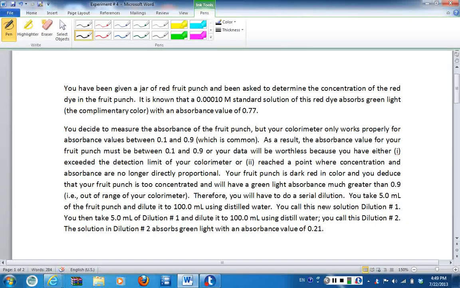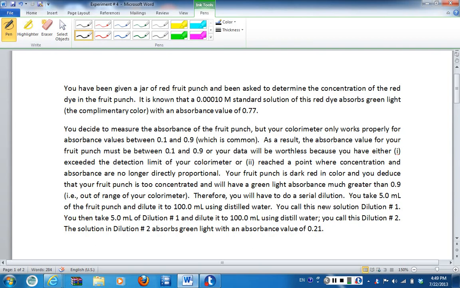And with this pre-lab question, what you're going to see is that it is basically going to be the same process of determining what your unknown concentration is. However, for this particular question, it's looking at red fruit punch as opposed to iron in a vitamin, but the process is still pretty much the same. So, for this question, we have a jar of red fruit punch, and we're asked to determine the concentration of red dye in the fruit punch. Very similar to what you'll be doing with the vitamin. You will be asked to determine the concentration of iron in the vitamin. So same sort of process here.